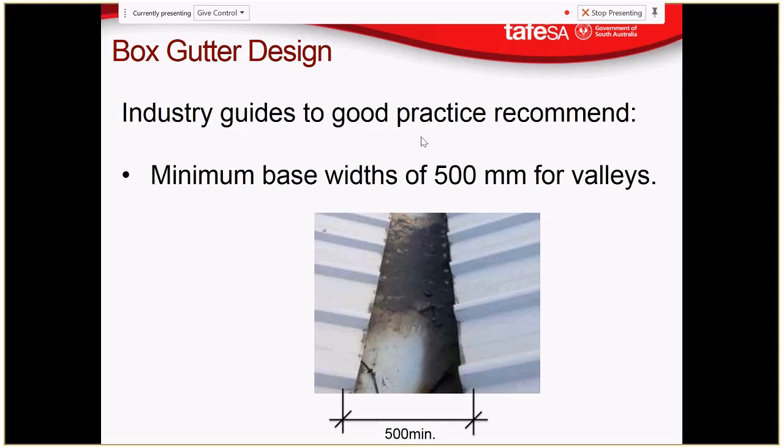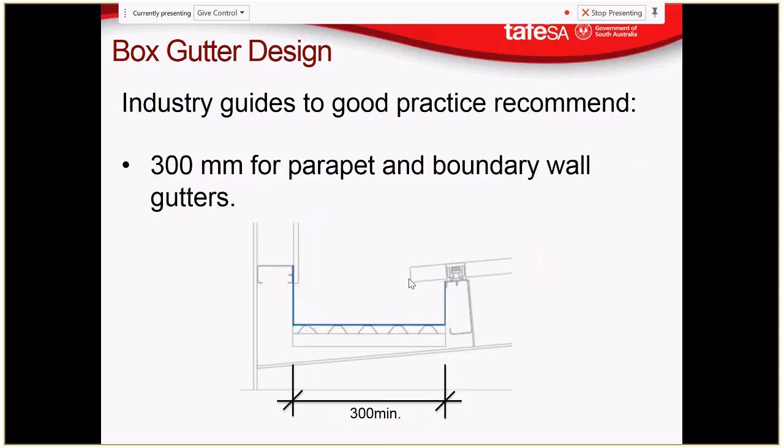Industry guides to good practice recommend minimum base widths of 500 millimetres for valleys. So that's where we've got two gutters heading in to each other, and that makes it very easy to clean out. But this is in an industrial scenario. Industry guides to good practice recommend 300 millimetres for parapet and boundary wall gutters. So here is that, it could be either. It could be a parapet or a boundary wall gutter. And so here's a typical detail through a box gutter in a parapet situation.